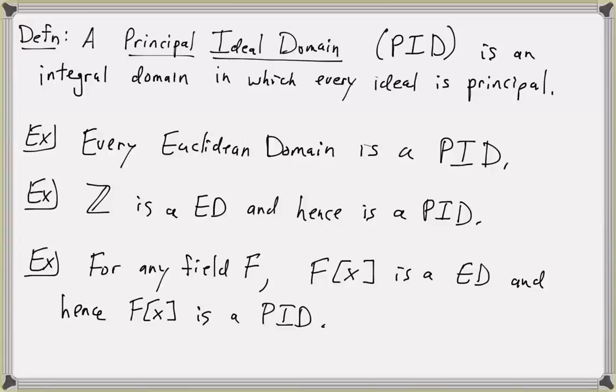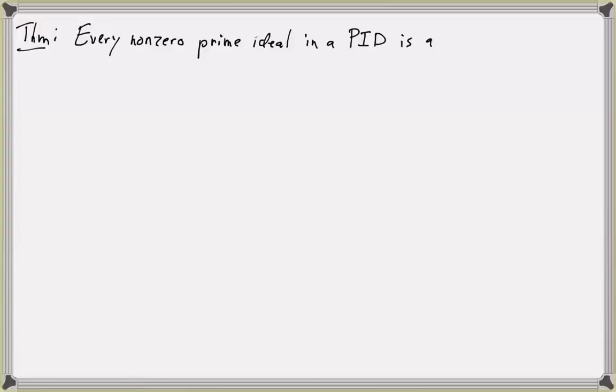Recall that maximal ideals are always prime ideals, but the converse is not true in general. However, when we're in a principal ideal domain, we do have this property. So this leads to the following theorem. Every non-zero prime ideal in a principal ideal domain is a maximal ideal.